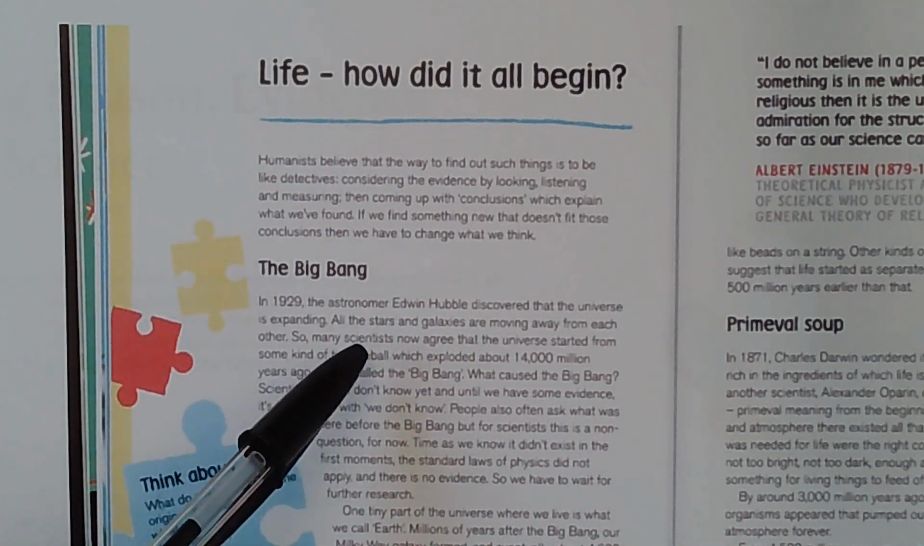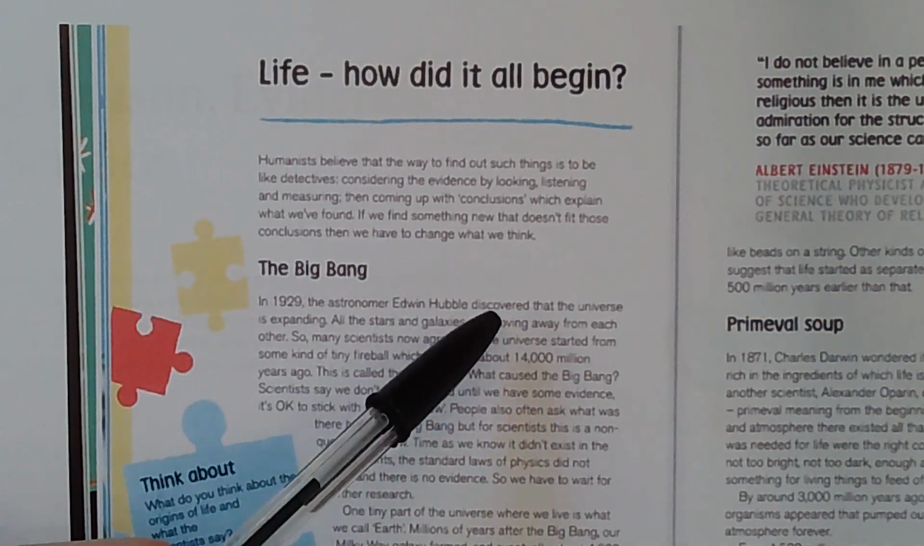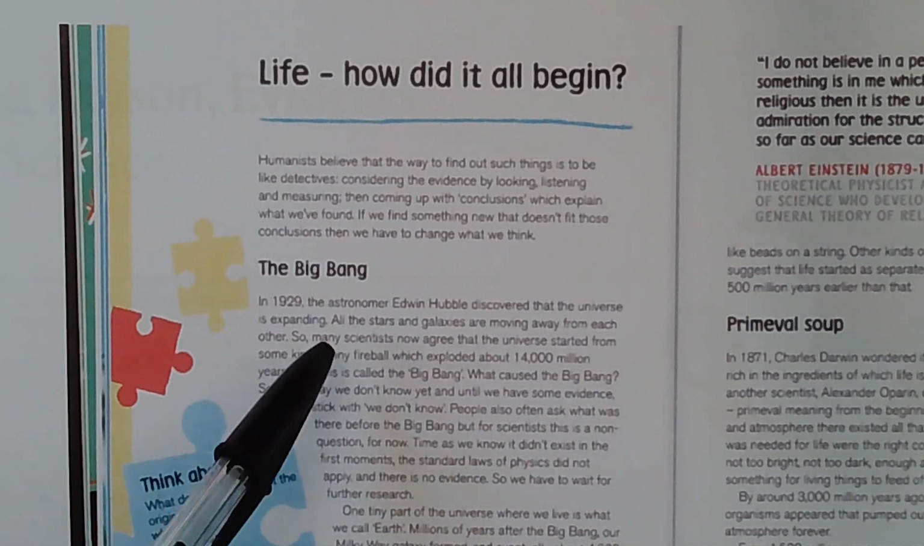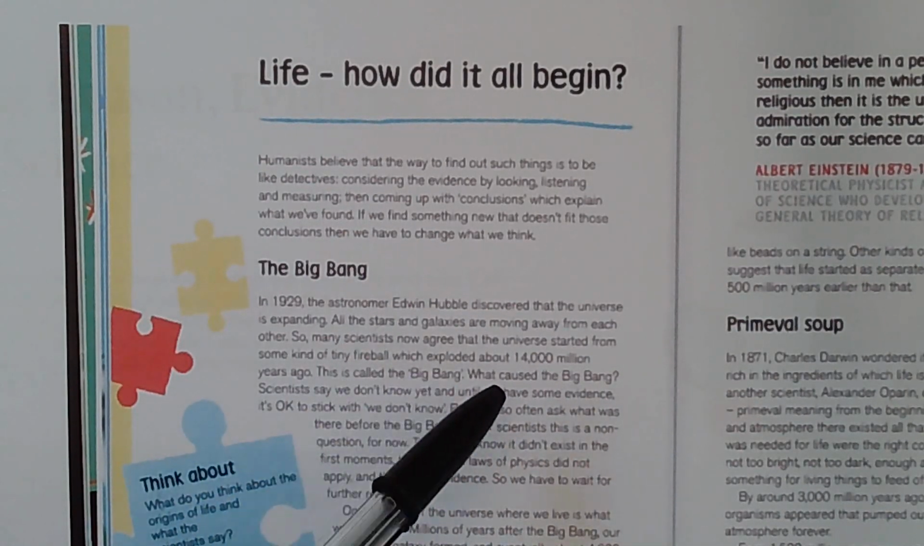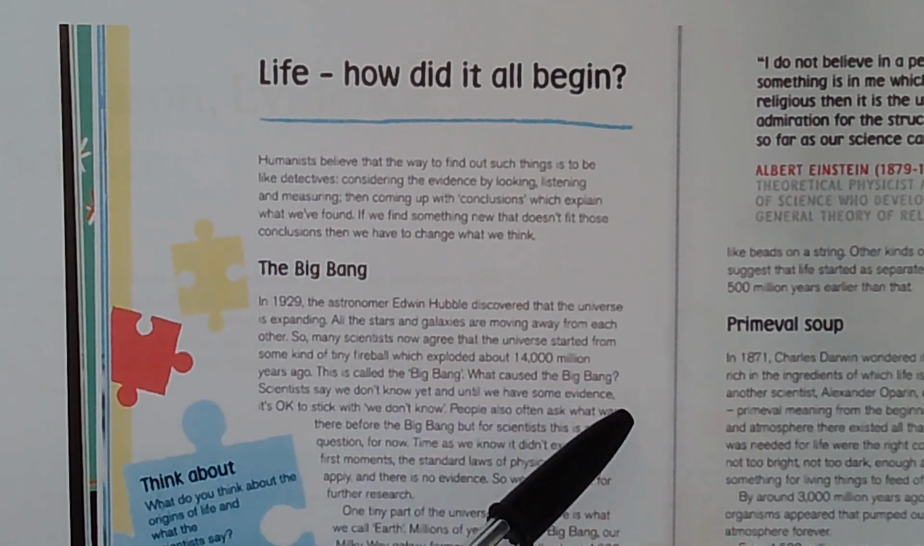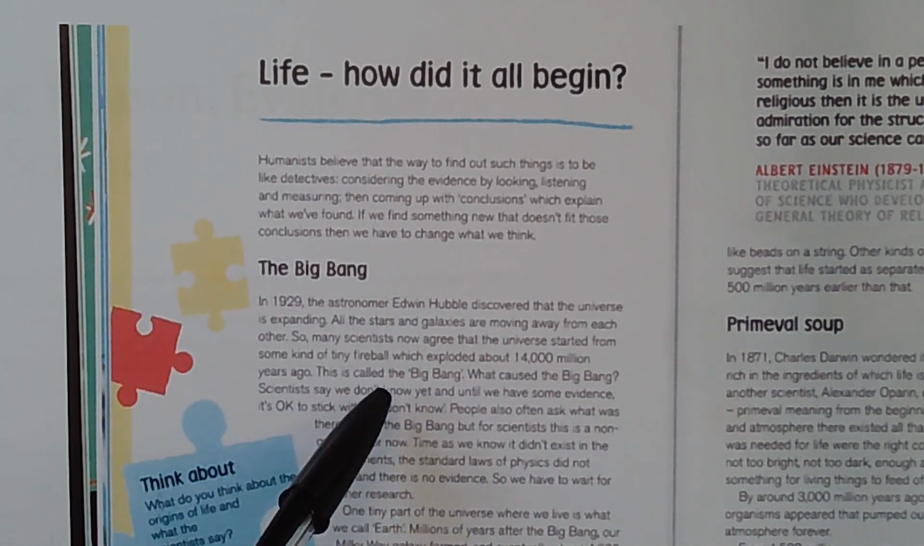In 1929, the astronomer Edwin Hubble discovered that the universe is expanding. All the stars and galaxies are moving away from each other. So many scientists now agree that the universe started from some kind of tiny fireball which exploded about 14,000 million years ago. This is called the Big Bang. So in 1929, one scientist discovered that the universe was expanding, which led many scientists to believe that it was created by one tiny fireball which exploded 14,000 million years ago, leading to the creation of the universe.